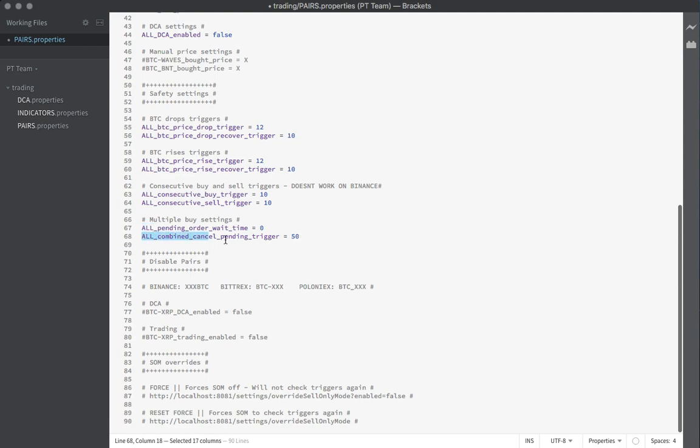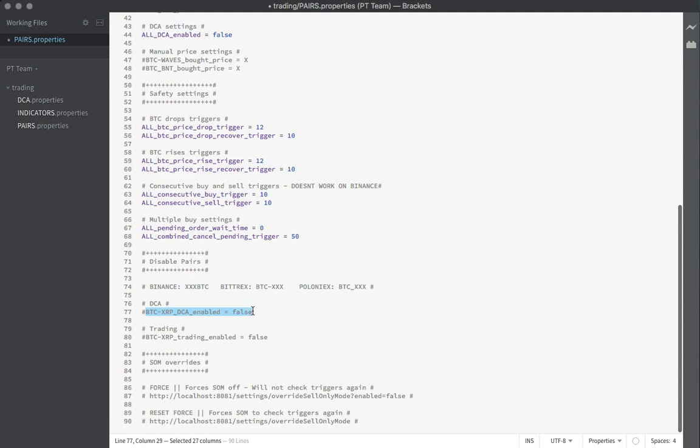And then all combined cancel pending trigger. This is when you reach a certain profit level for whatever coins you have in the pending log, then it'll move it back to pairs and sell it according to your sell strategy. Disable pairs. Again, it shows you the convention used on each of the exchanges.